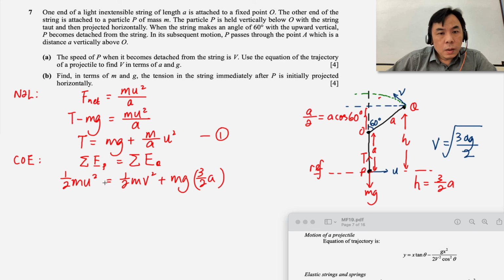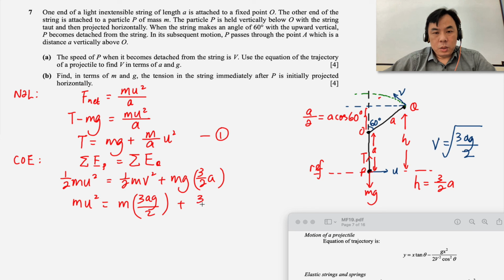Okay, let me see. In this case, we can make use of mu squared. We can get rid of the half. That would be mu squared equals mv squared. Then our v is here, so we can rewrite that as ag over 2 plus 3ag over 2, also with the m. Now, both of these are the same one. Therefore, we have here 3mga. So the mu squared is basically given by 3mga.